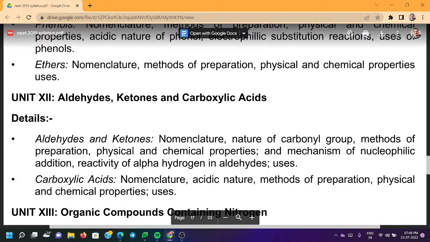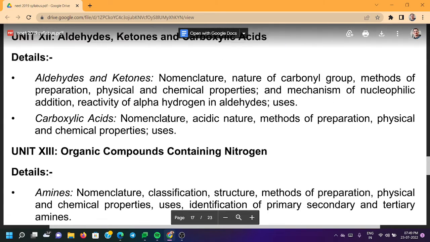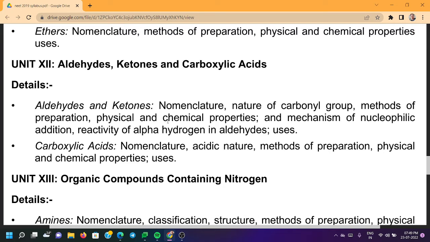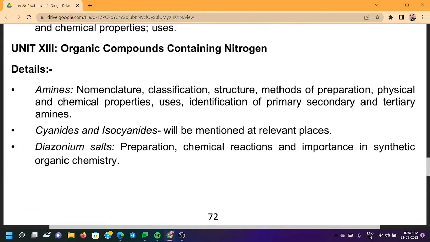Class 12 Chemistry Unit 12 Aldehydes, Ketones and Carboxylic Acids. Aldehydes and ketones, nomenclature, nature of carbonyl group, methods of preparation, physical and chemical properties, and mechanism of nucleophilic addition, reactivity of alpha hydrogen in aldehydes, uses. Carboxylic acids, nomenclature, acidic nature, methods of preparation, physical and chemical properties, uses.